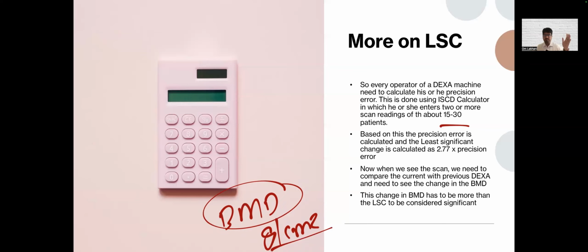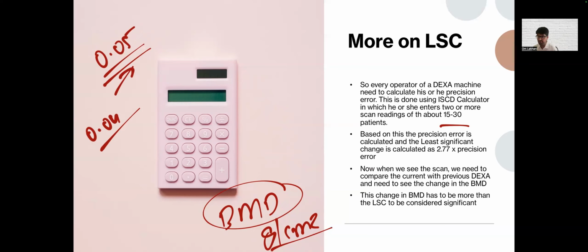So you take the previous reading and the current reading. You see the change in the reading, and let's say the change is 0.05, right? So this value has to be more than the least significant change. If the least significant change is, let's say, 0.04 and our change is 0.05, that means the change is more than the least significant change. That means the change is statistically significant, right?